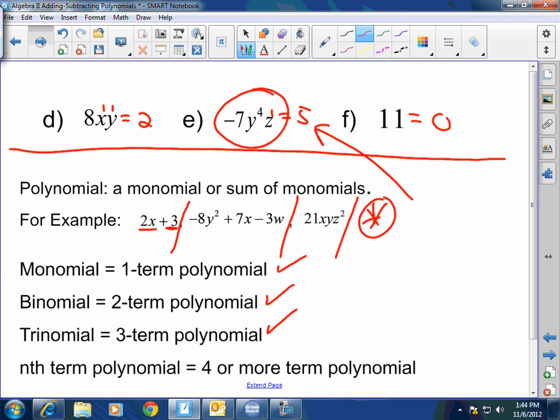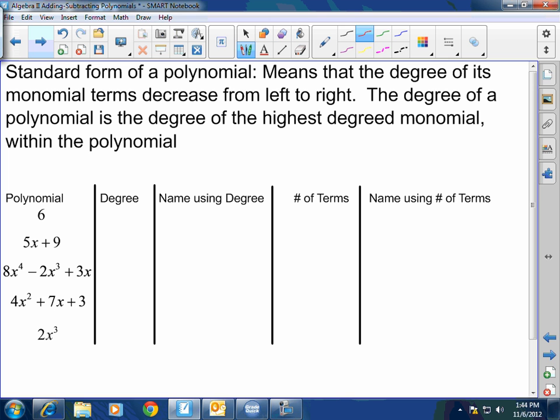Okay, continue. Now, standard form of a polynomial. When we're talking about standard form of a polynomial, standard form means that the degree of its monomial terms decrease from left to right. So you're going from large to small. They decrease from left to right. The degree of a polynomial is the degree of the highest degreed monomial within the polynomial.